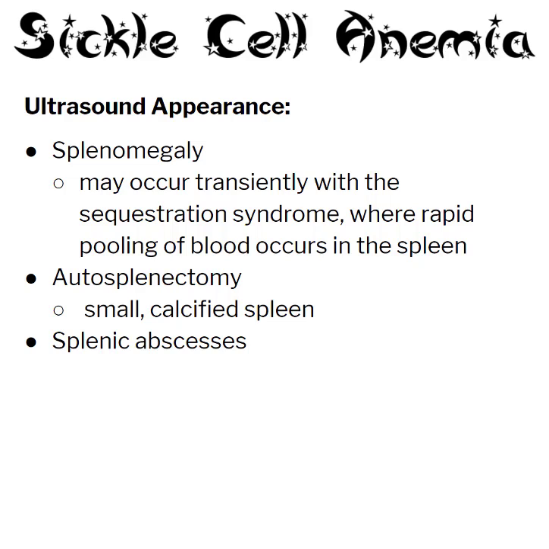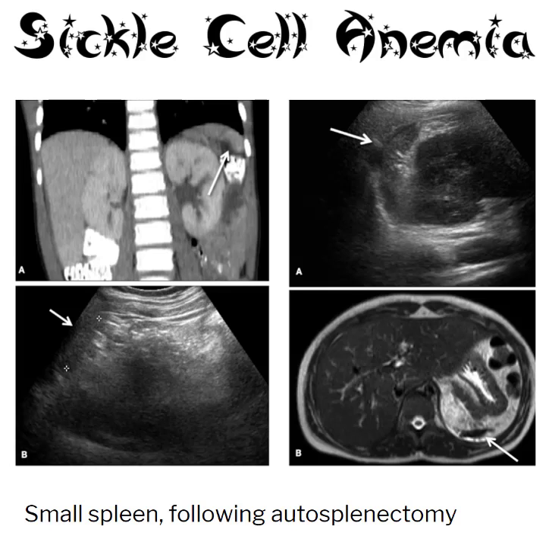Now the other thing we might see are some splenic abscesses, as the spleen becomes damaged from those red blood cells being in there. It can cause an infection, and that can progress into a splenic abscess. So here are a couple examples of CTs compared to the ultrasound findings.